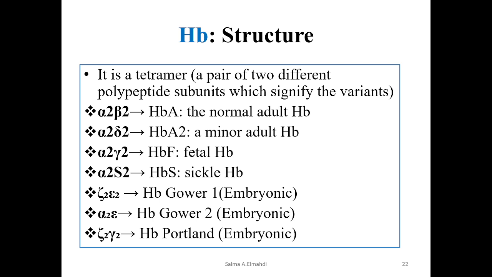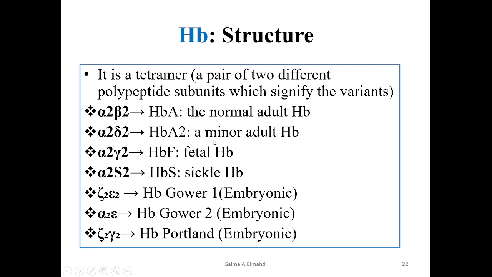Regarding the structure of hemoglobin, as we said, it is a tetramer, but the tetramer is folded into two pairs, and each pair contains two different polypeptide subunits. Which signifies the variance, at least the normal variance, of hemoglobin. So when there are two alpha chains linked to two beta chains, this represents hemoglobin A, which is our normal adult hemoglobin.